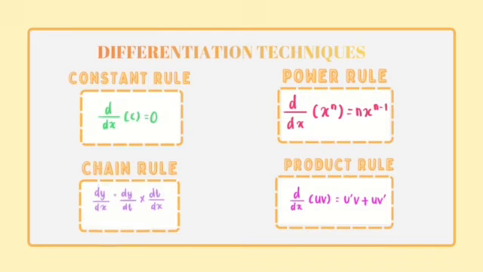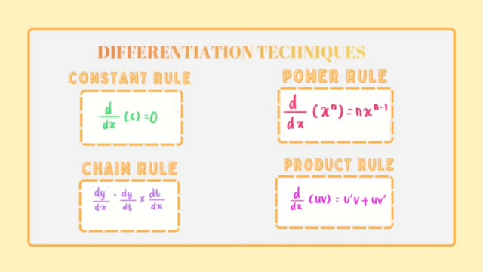Differentiation techniques. First, constant rule. The derivative of a constant is 0. Second, power rule. The derivative of a power function is found by bringing the exponent down as a coefficient and reducing the exponent by 1. Third, chain rule. The chain rule is used to differentiate a composite function, which is a function within a function.